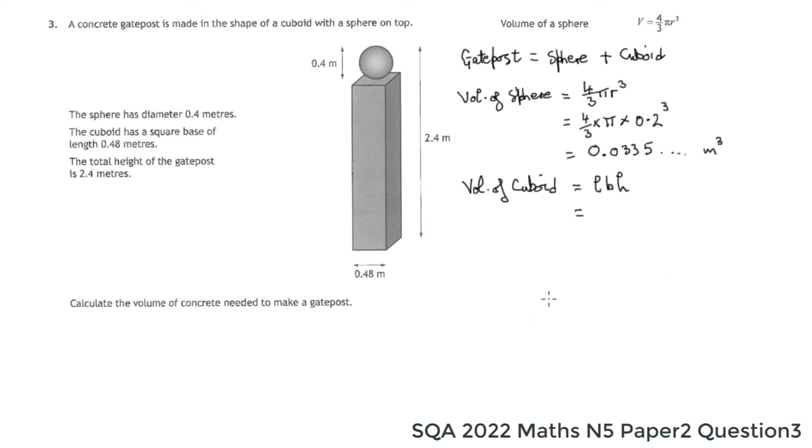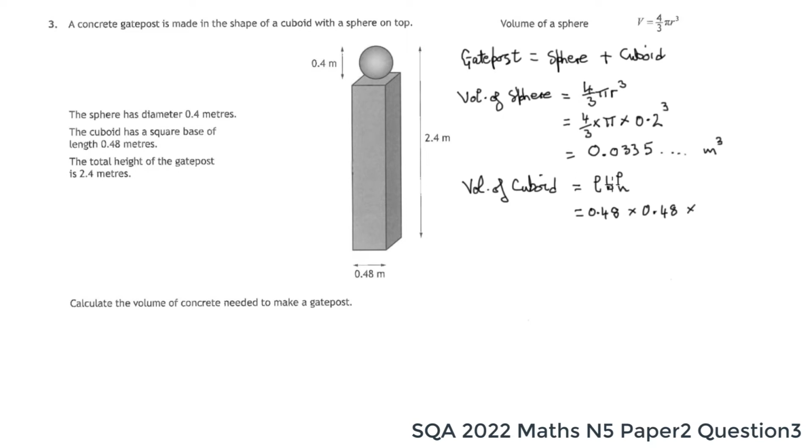So we need to look at the various dimensions. So length, quite clearly 0.48 times the breadth. Well, we don't have the breadth. However, we're told it's a square base, so it'll be the same as the length. So the breadth will be 0.48 also.